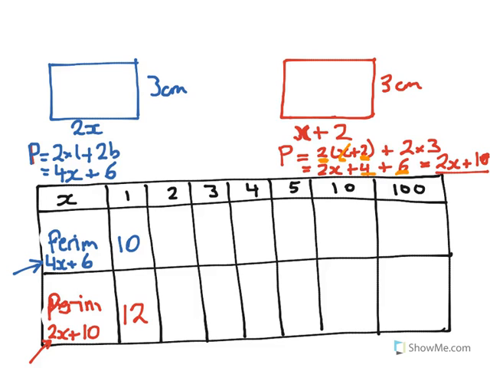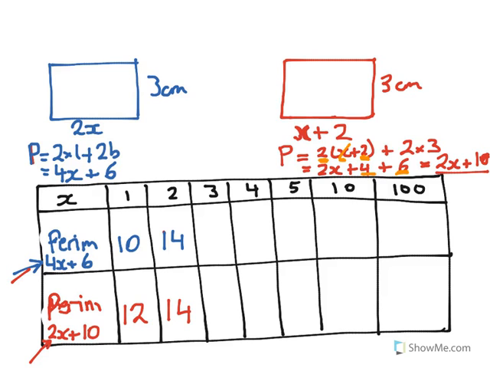What about when x equals 2 then? When x equals 2, we put it back into our equation. 4 times 2 is 8. 8 plus 6 is 14. So the perimeter of the blue rectangle when x equals 2 is 14. The red rectangle, well, 2 times 2 is 4. 4 plus 10 is 14. So when x equals 2, the perimeters are identical.